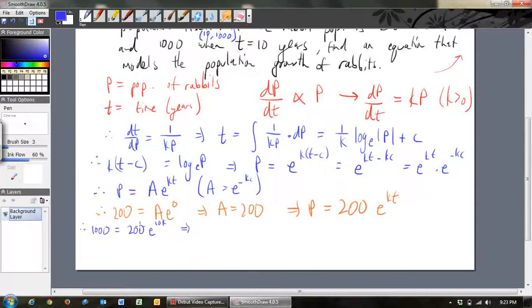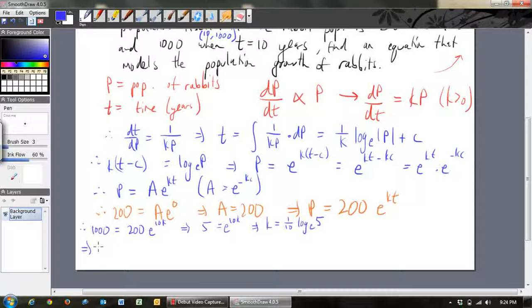So therefore, divide 1000 by 200 to get 5 equals e to the 10k. So therefore, k will be equal to, if we take the log of that side and then we divide by 10, 1/10 log e of 5. That's what k is equal to. Which looks horrible, and it is. But when you get used to this, it's actually not that bad. Let's now substitute that all back in and see what we get.